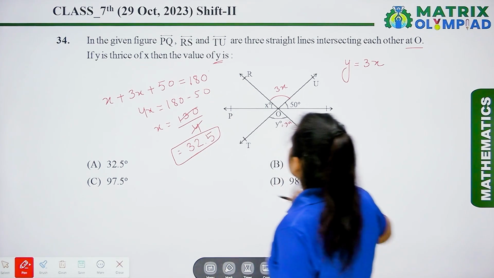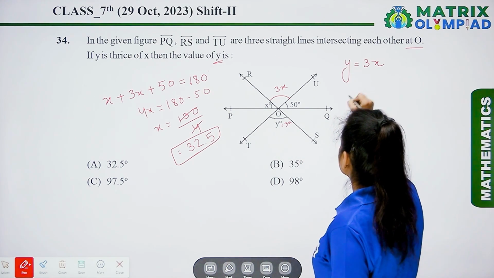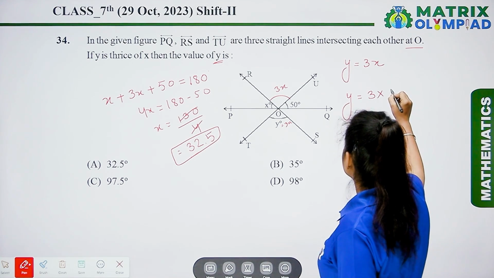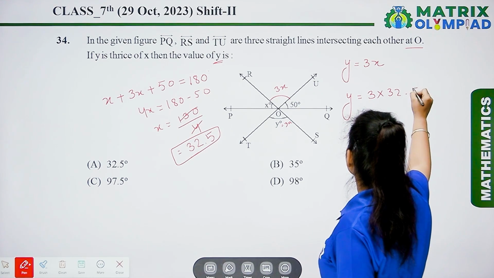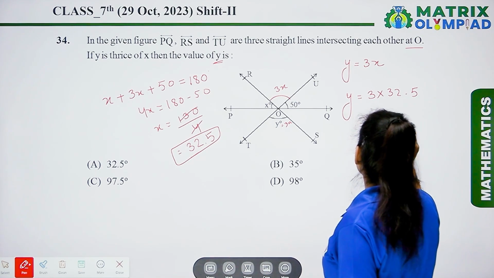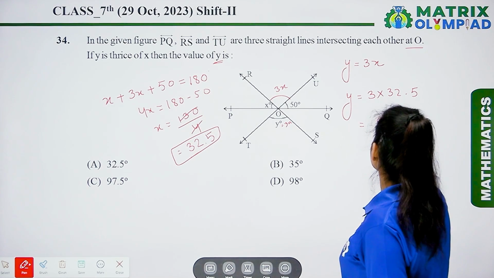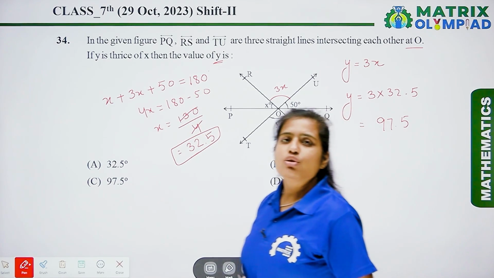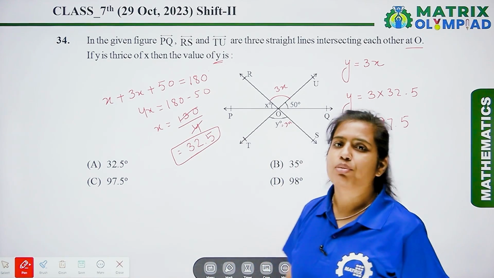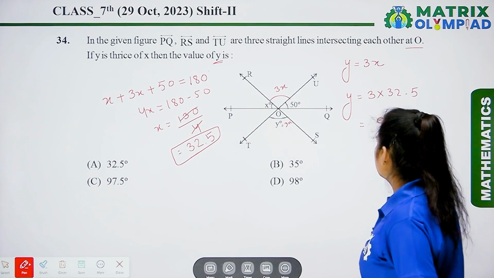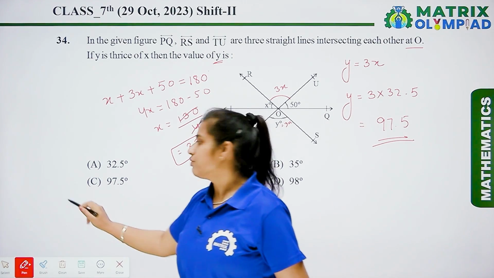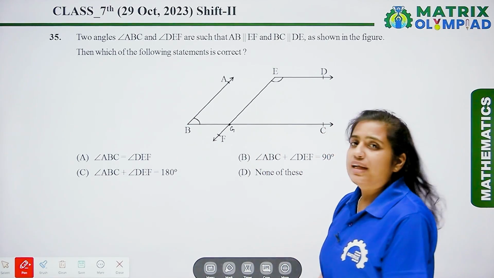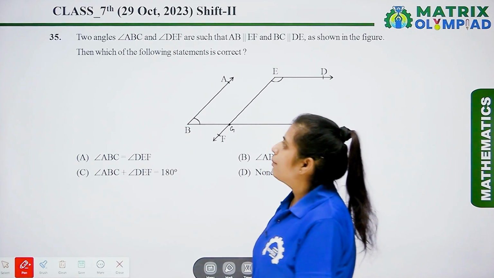We have to find out the value of y. Y is, so here we are going to put the value of x here, 32.5. Here after multiplication we will get 97.5. So the value of y is 97.5 degrees. According to the options, we can say that option C is the correct answer. Now let's start the next question, that is question number 35.